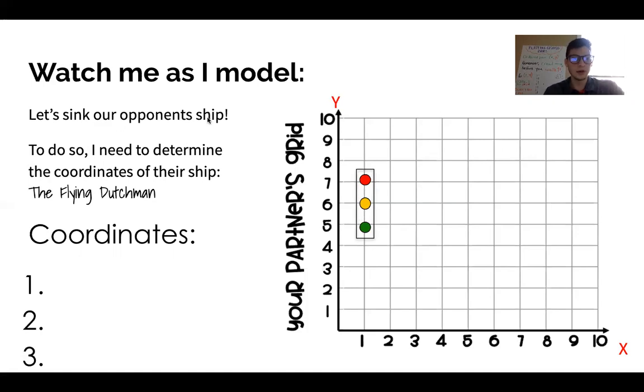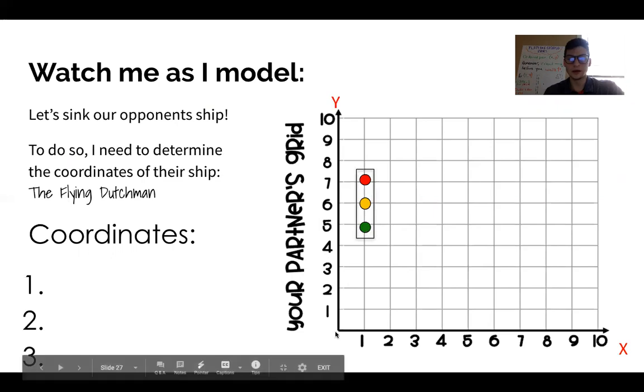Let's sink our opponent's ship. To do so, I need to determine the coordinates of their ship. And I called this the Flying Dutchman. For my SpongeBob fans out there, I hope you like that. So first, let's start with the green coordinate, okay?